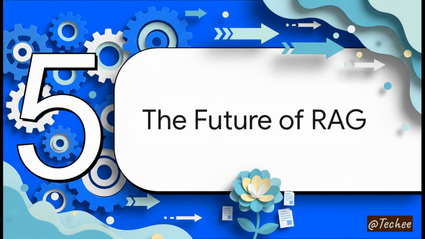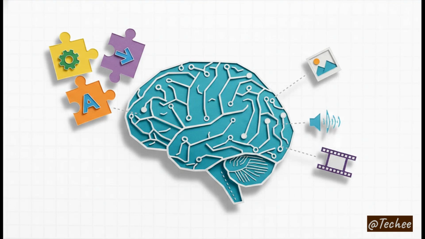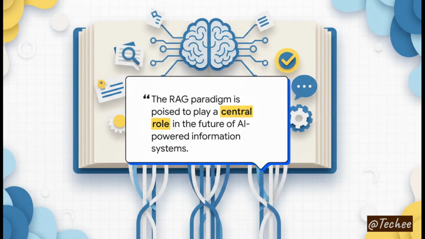So, what does the future hold? Well, two big trends are emerging: modularity and multimodality. Modular means the RAG system will get smarter about how it searches depending on the question you ask. And multimodal, that's where things get really wild. It means RAG won't just be limited to text. It'll be able to pull information from images, audio, and even video. Just imagine that.